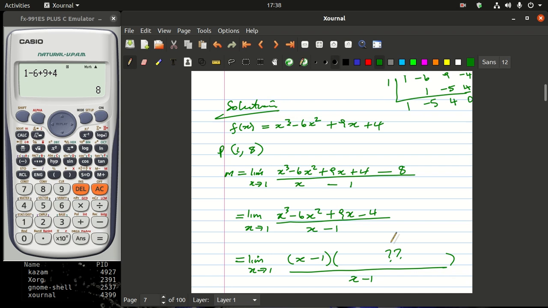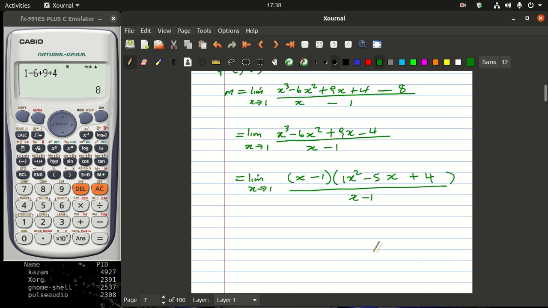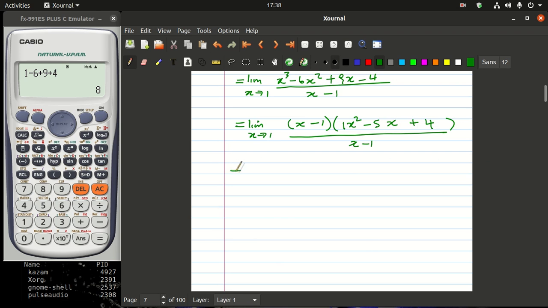Which means that whatever is supposed to be inside here, because I've reduced this by 1, this must be a quadratic. So I have 1x squared minus 5x plus 4. So that's how this thing is actually done. When I'm picking a value x that is so close to 1, this is not going to be a problem because these values, x is not equal to 1. So I can cancel it out. And then I'm left with x squared minus 5x plus 4.